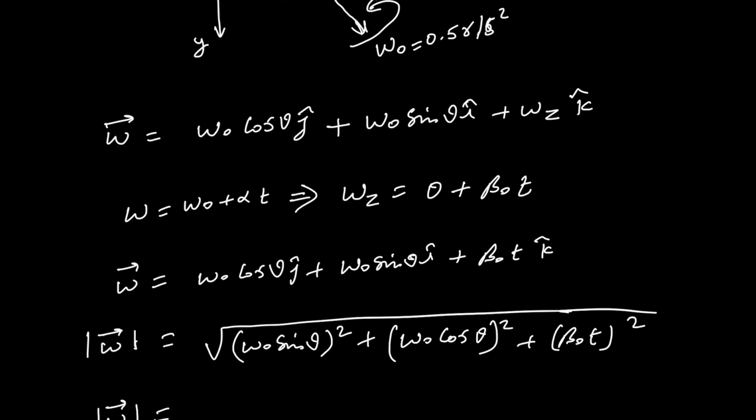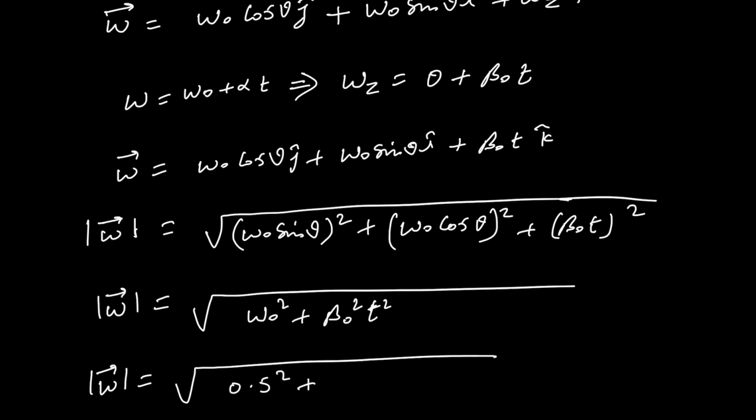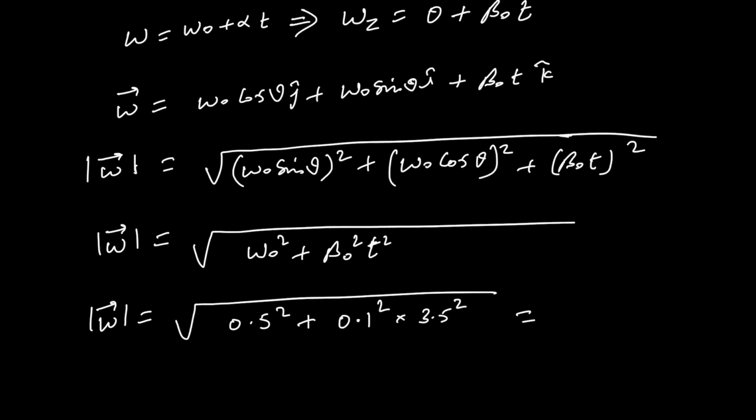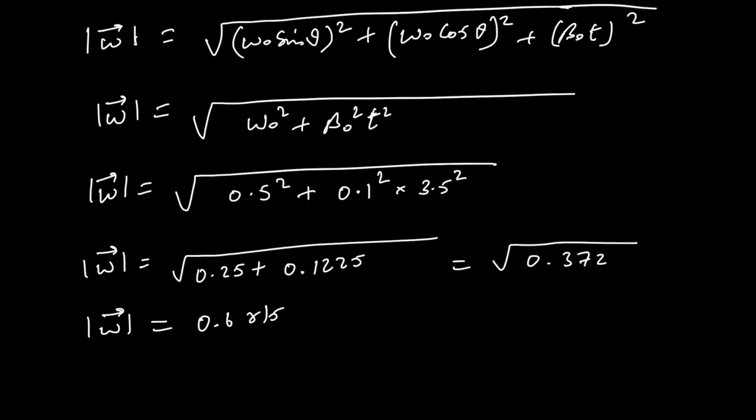So here, by solving, we get omega naught sin square theta plus omega naught cos square theta, which gives omega naught square, as sin square theta plus cos square theta is 1, and from beta naught t we get beta naught square t square. So this is our result, and if we put in the numerical values which we have been given, omega naught was given as 0.5, beta naught is given as 0.1 and t is given as 3.5. So on solving this we get omega as 0.6 radian per second, which is the given answer.